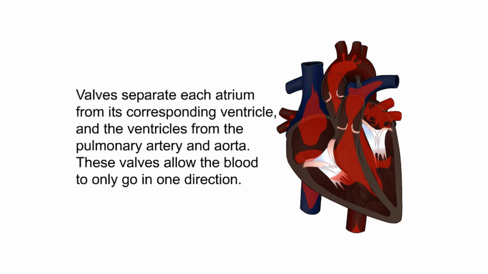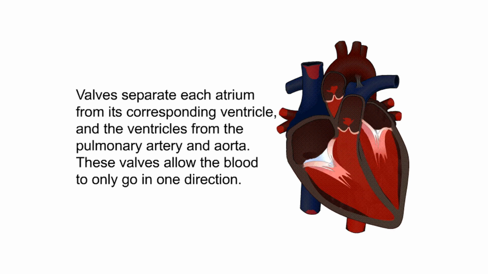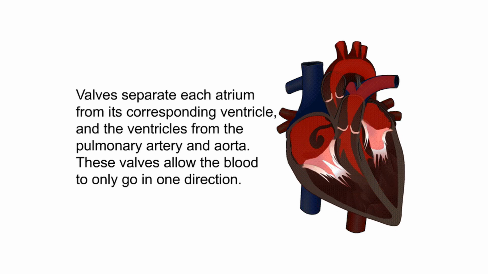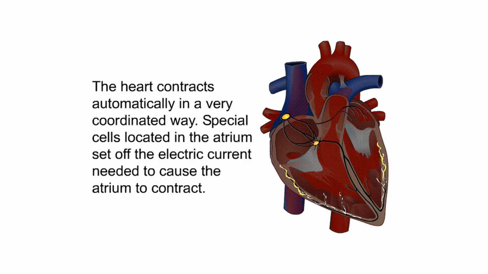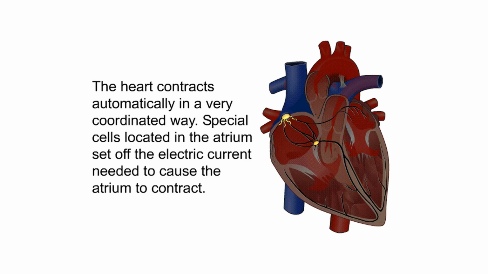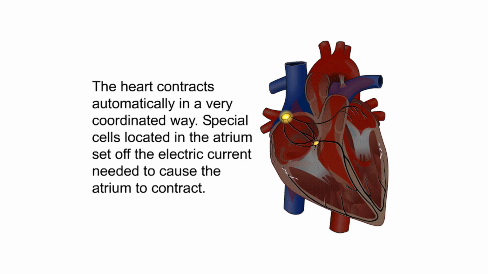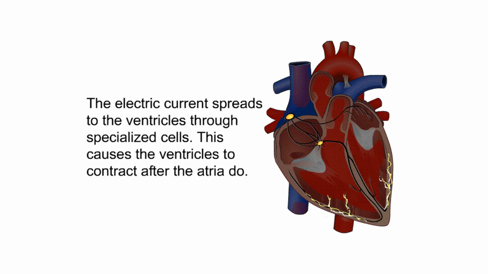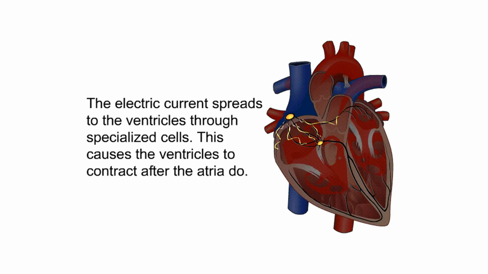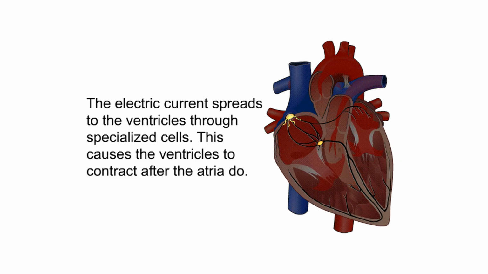Valves separate each atrium from its corresponding ventricle and the ventricles from the pulmonary artery and aorta. These valves allow the blood to only go in one direction. The heart contracts automatically in a very coordinated way. Special cells located in the atrium set off the electric current needed to cause the atrium to contract. The electric current spreads to the ventricles through specialized cells. This causes the ventricles to contract after the atria do.